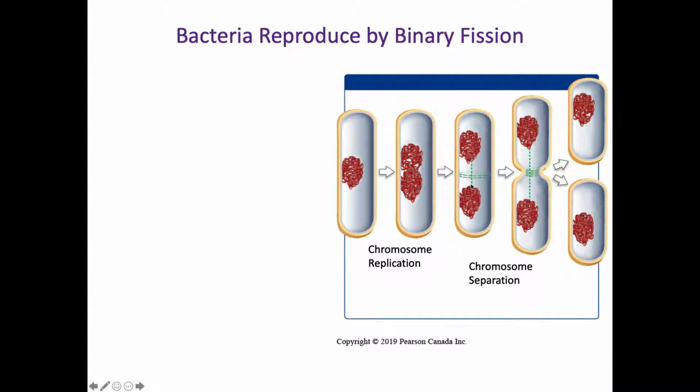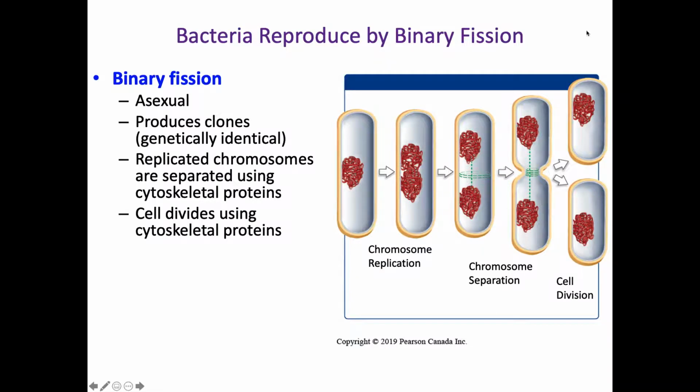Once the two chromosomes have been separated, then the cell has to divide in two. Because it's DNA replication that gives rise to the two genomes that will be separated, these two genomes are genetically identical to each other, and the two daughter cells are also genetically identical. This type of replication or reproduction is known as asexual reproduction, where the two daughter cells are identical to each other and to the original parent cell. This type of division produces clones.